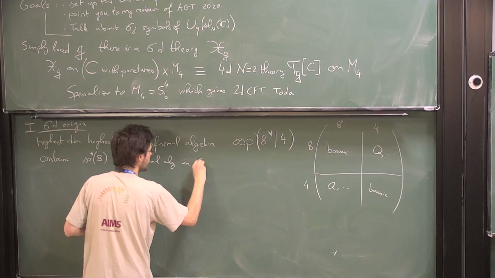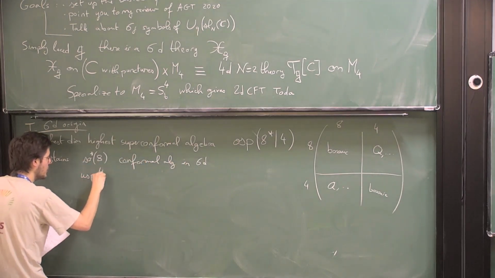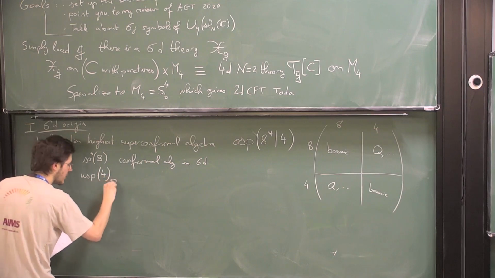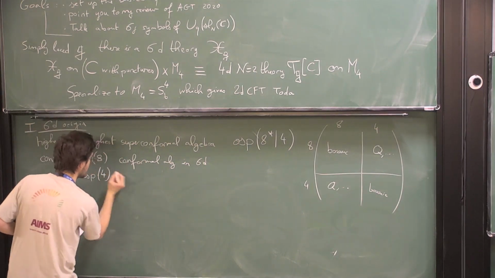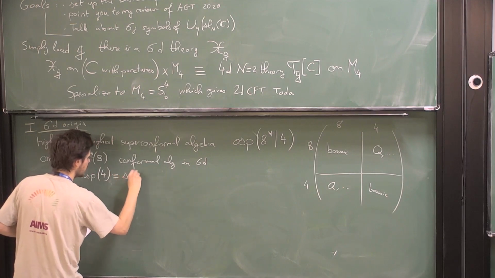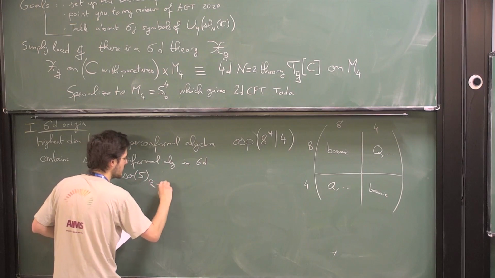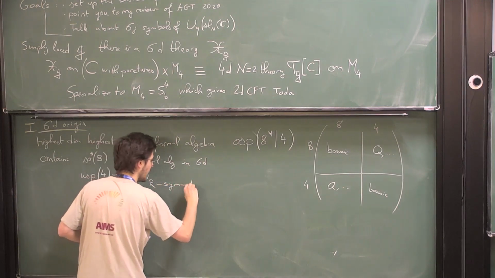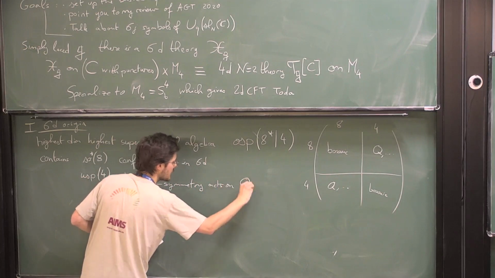in 6D. And it contains USp(4), which is the R-symmetry. Also I want to say that it's the same as SO(5). This is just an equality of the algebras. The R-symmetry acts on the supercharges.